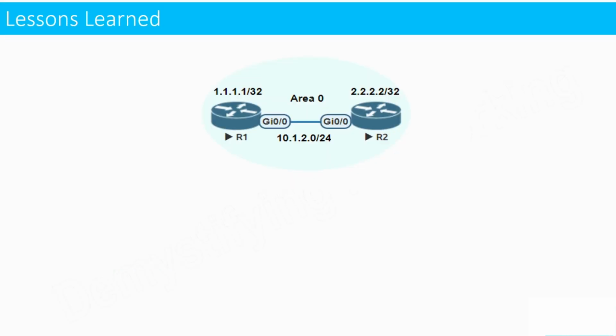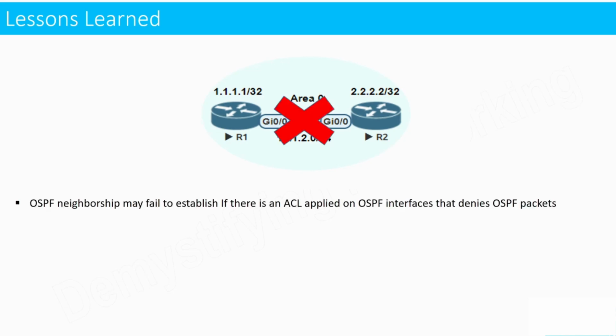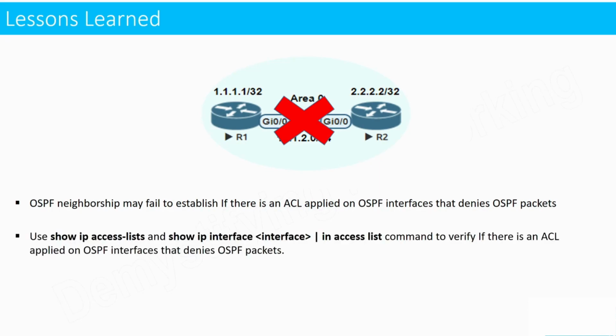The lessons learned in this video are: OSPF neighborship may fail to establish if there is an ACL applied on OSPF interfaces that denies OSPF packets. Use show IP access list and show IP interface command to verify if there is an ACL applied on OSPF interfaces that denies OSPF packets. You need to remove or modify the ACL to allow OSPF packets in order to form the neighborship.